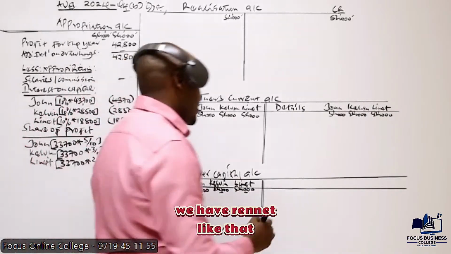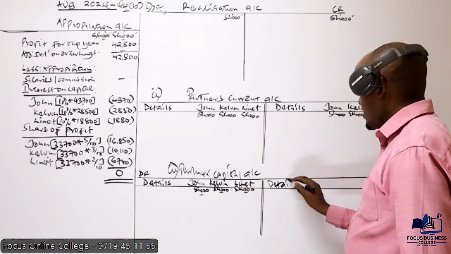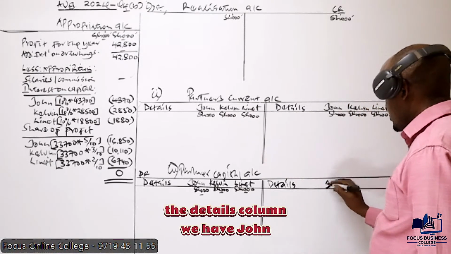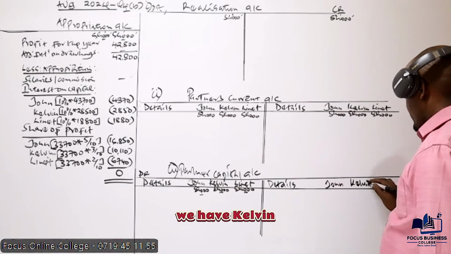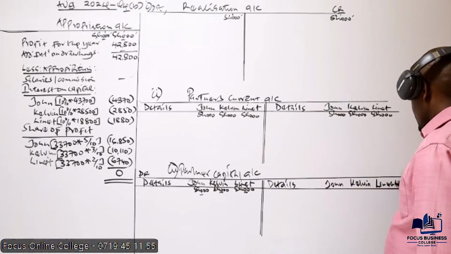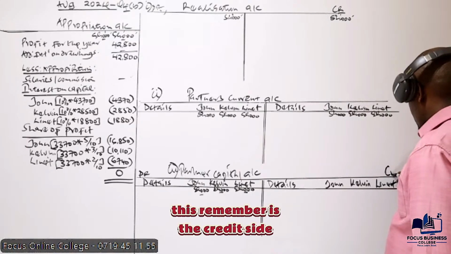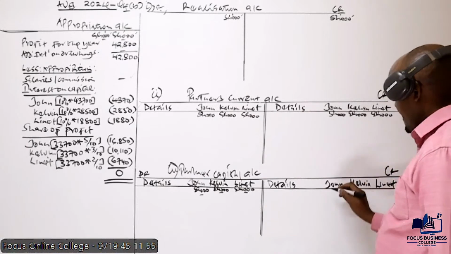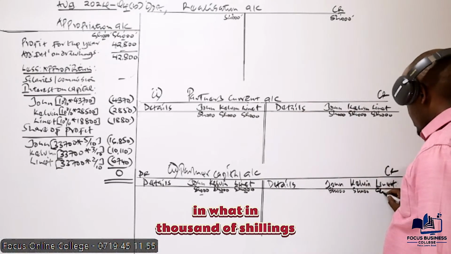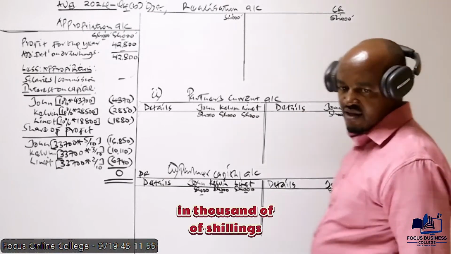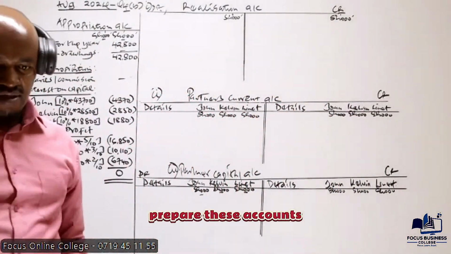We have Renette like that. So then on the credit side, we have the details column. We have John. We have Kelvin. We have Renette. This, remember, is the credit side. And also the figures are in what? In 1,000 of shillings, like that. So I think now we can move and basically prepare these accounts.